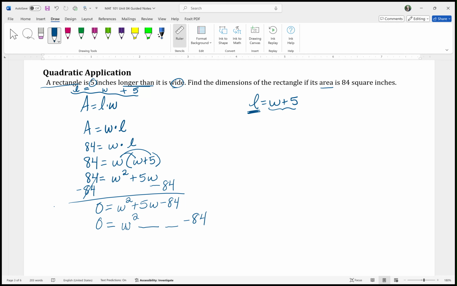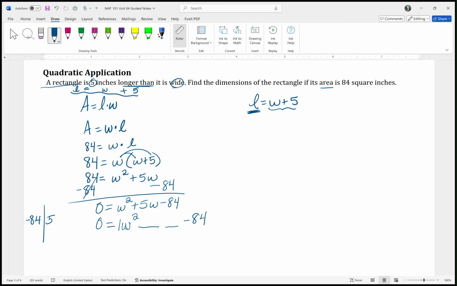We want to do A times C. A in this problem is 1. 1 times negative 84 is negative 84. And we want to multiply to negative 84 and add to 5. Okay, so what are our combinations of 84? Well, I don't know.